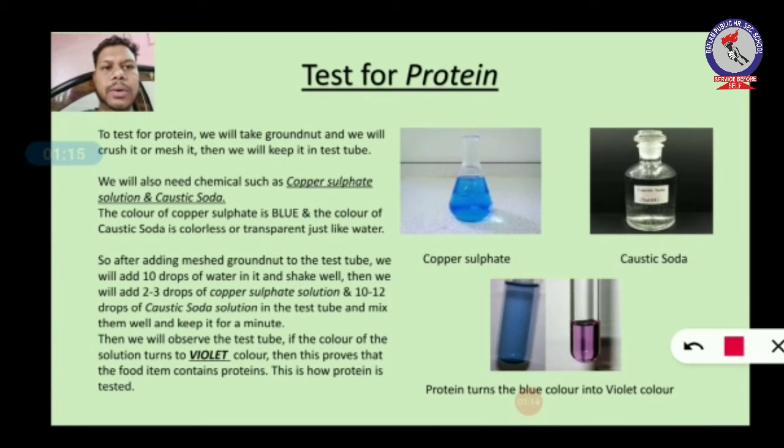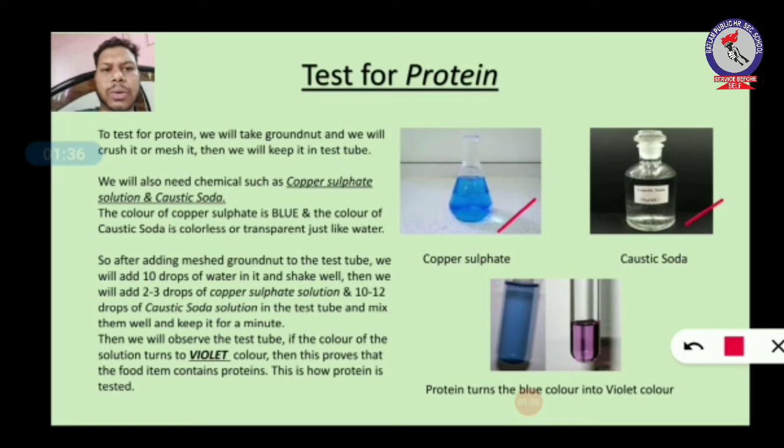Students, now we will do the test for proteins. To test for protein, we will take a groundnut. Then we will mash or crush it in the test tube. We will need 2 chemicals, copper sulfate, whose color is blue as you can see in the diagram, and caustic soda, which is colorless, like water.